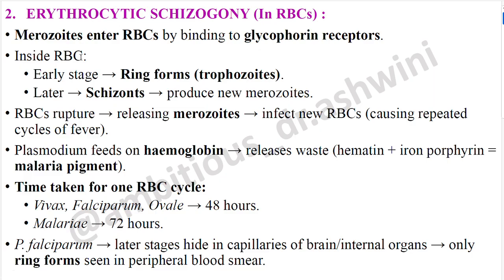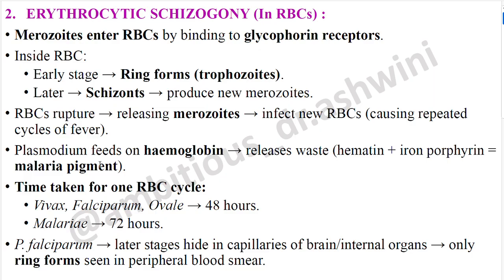Second stage is erythrocytic schizogony, which occurs in the RBCs. Here, merozoites enter RBCs by binding to glycophorin receptors. Inside the RBC, the early stage is ring forms of trophozoites. Later, schizonts produce new merozoites. RBC ruptures, releasing merozoites, which infect new RBCs, causing repeated cycles of fever.